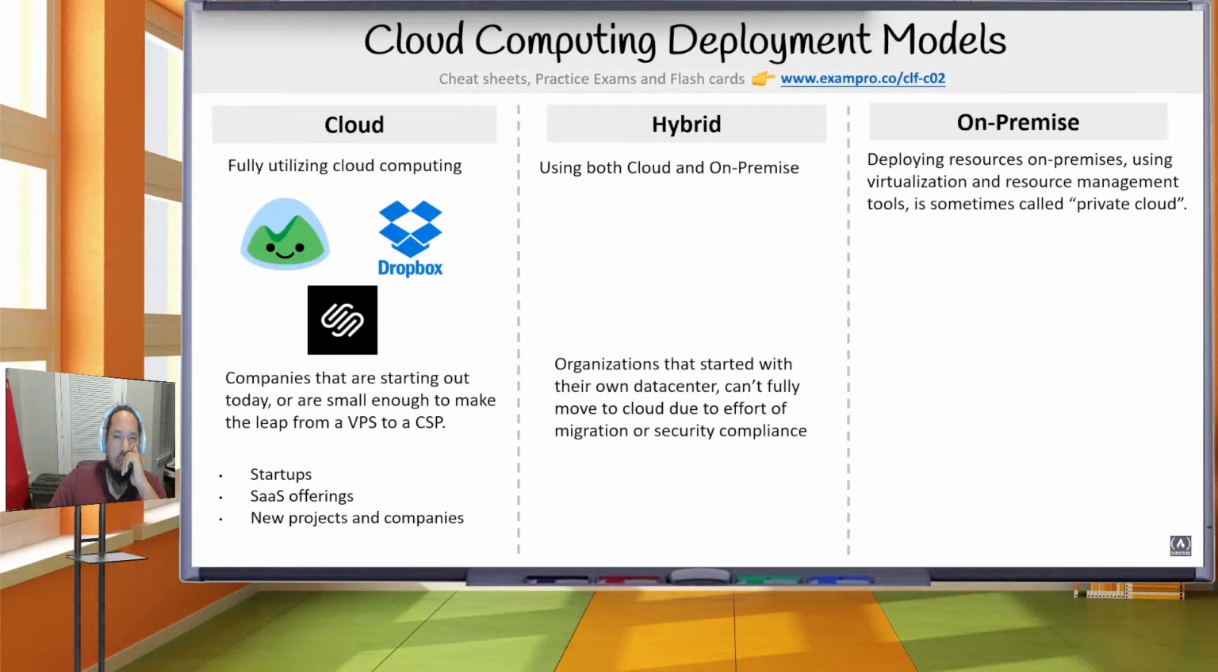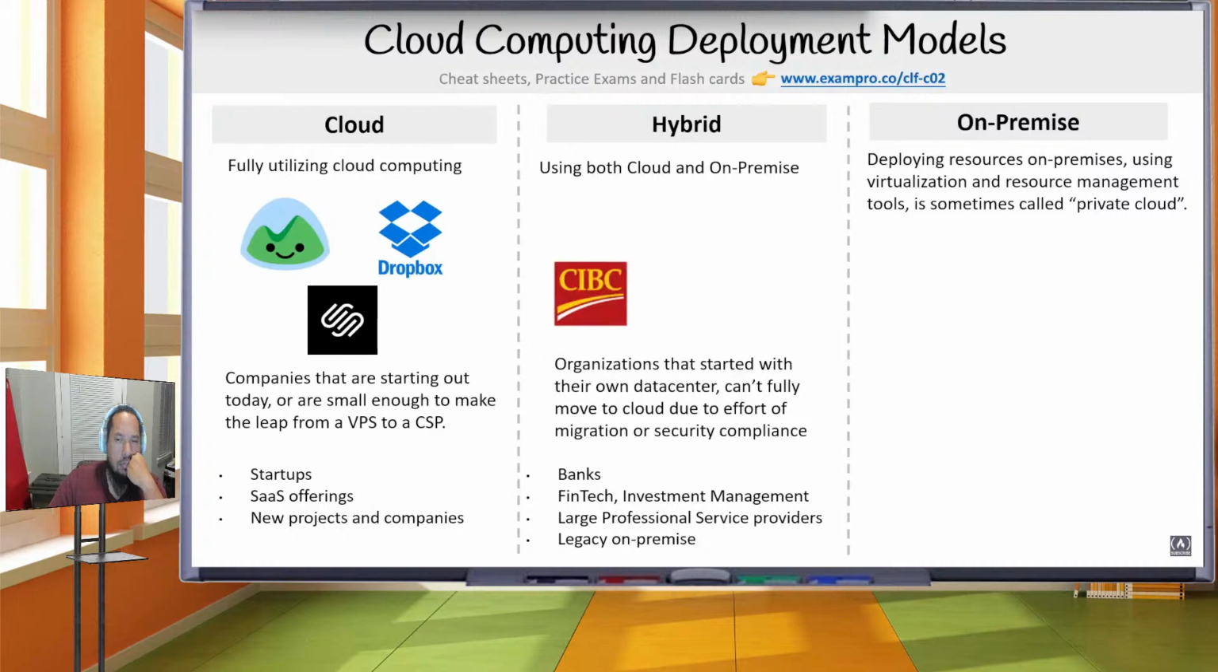Then for hybrid, these are organizations that started with their own data center but can't fully move to cloud due to the effort of migration or security compliance. So we're talking about banks, fintech, investment management, large professional service providers, legacy on-prem, so maybe CIBC, which is a bank, Deloitte, the CCP or CPP investment board.